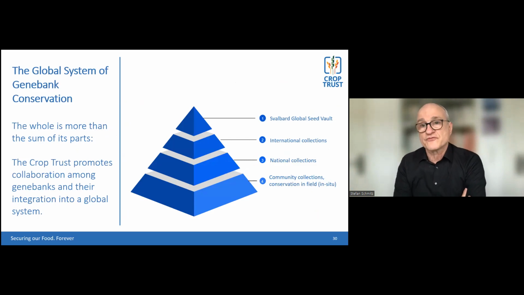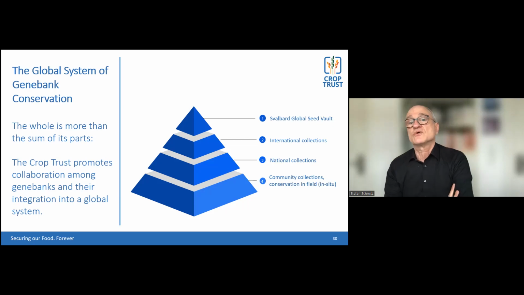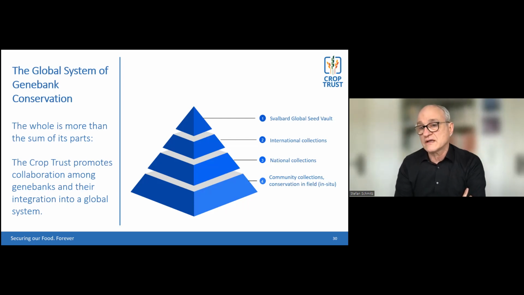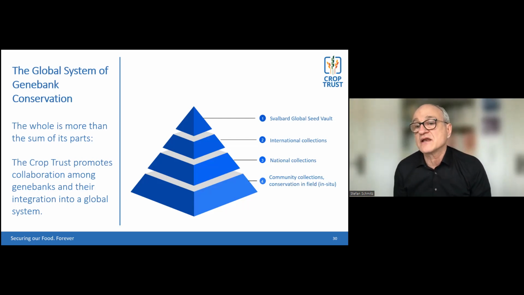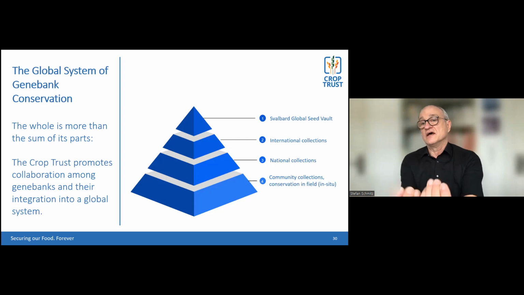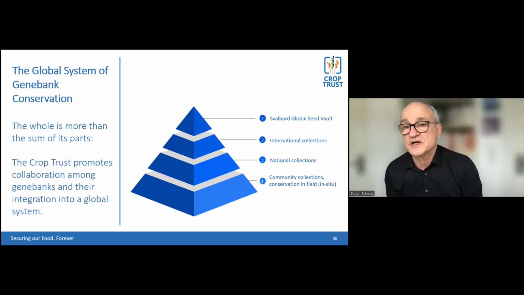And we see 4 different levels here. On top is the so-called Svalbard Global Seed Vault. I will come back to this in a minute. This is a very unique gene bank or seed bank, as this only holds safety duplicates. It is not a working collection where breeders and researchers constantly withdraw material. It is just a security backup.